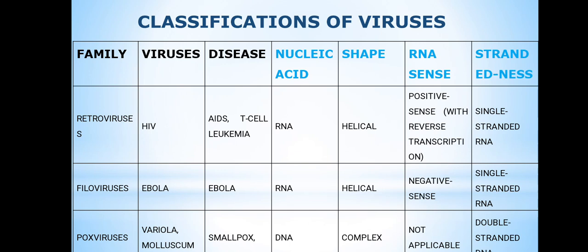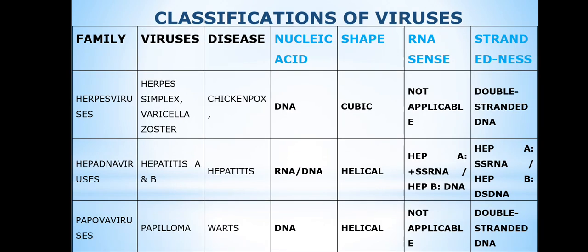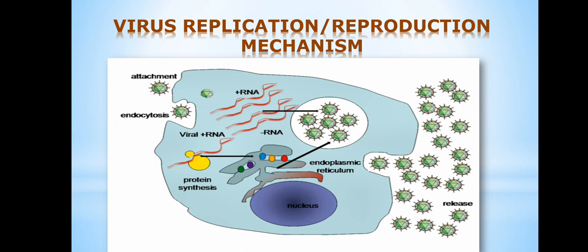So these are the ways in which we classify viruses based on the family, the actual virus, the disease that they cause, the nucleic acid, the shape, the RNA sense. Is it positive sense or negative sense? The strand, okay? Remember I said, if it's positive sense, it can form proteins directly. If it's negative sense, it can't form proteins directly. It has to go back to RNA. Okay? That's what it means. So this is the table that you can use just for reference.